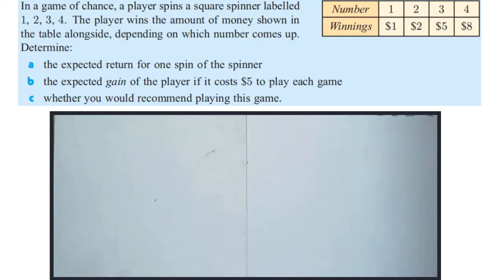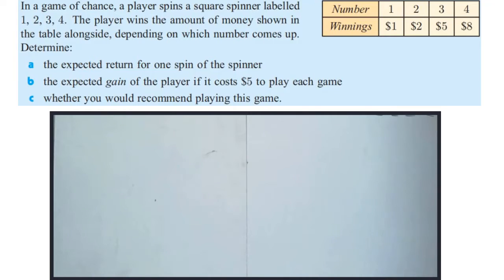In a game of chance, a player spins a square spinner labelled 1, 2, 3, 4. The player wins the amount of money shown in the table alongside, depending on which number turns up. So if they spin a 1, they win $1. If they spin a 2, they win $2. If they spin a 3, they win $5, and if they spin a 4, they win $8.